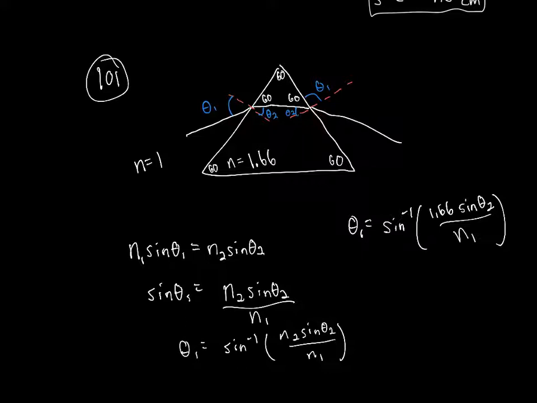But 60 and theta 2 add up to equal something. What's that whole angle? That's a right angle. That whole thing's a right angle. So 60 plus theta 2 equals 90. So theta 2 has to be 30.